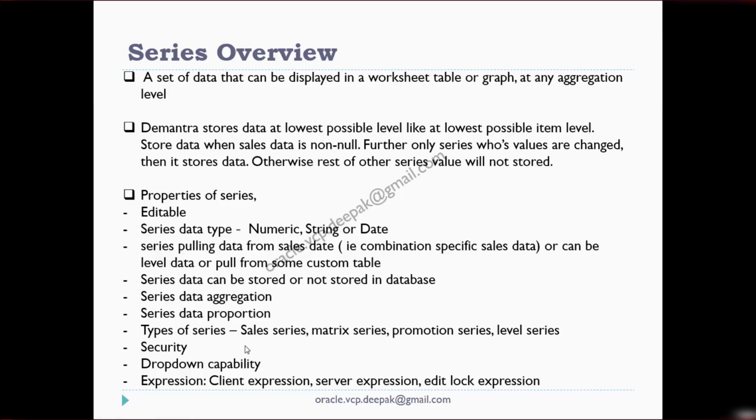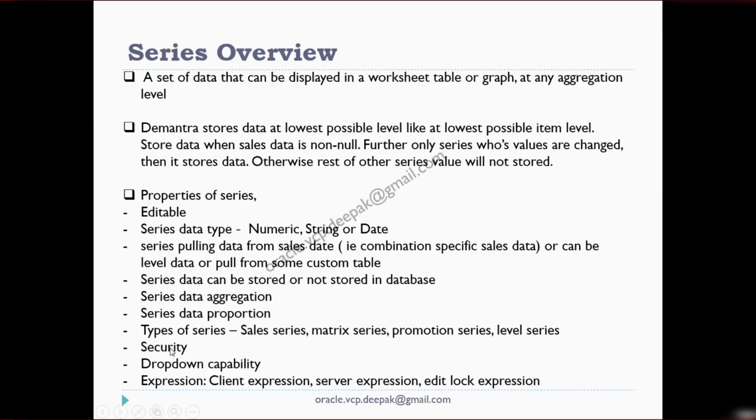There are various types of series, like sales series, matrix series, promotion series, and level series, depending on where we are storing the value. If we are storing the value in the sales data, then it's a sales series. If we are storing the value in the MDP matrix, then it's a matrix series. So depending on which table we are storing in, that type of series is named accordingly.